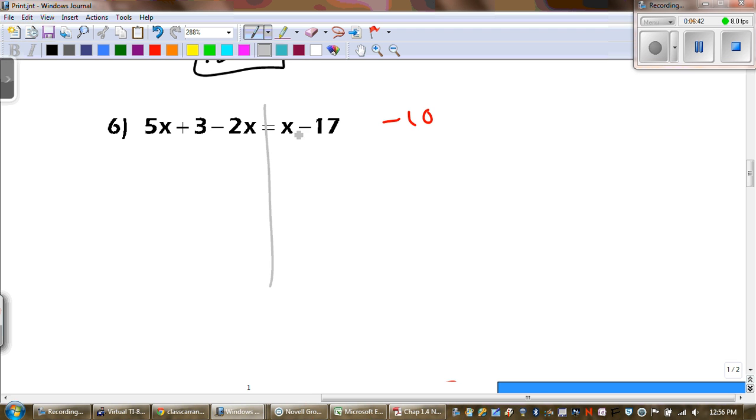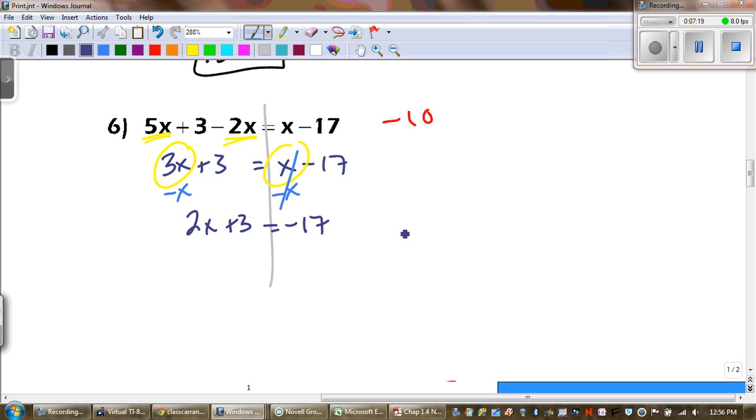All right, number 6. Now, the first thing I noticed with 6 is that I've got 2 sets of variables over there. So I need to combine those. I need to clean that up, okay? So 5x minus 2x, that gives us 3x plus 3 equals x minus 17. So now we look at the 2, and it can be like, well, I think this one's smaller. So I'm going to subtract, that's 1x, and then we get 2x plus 3 equals -17.